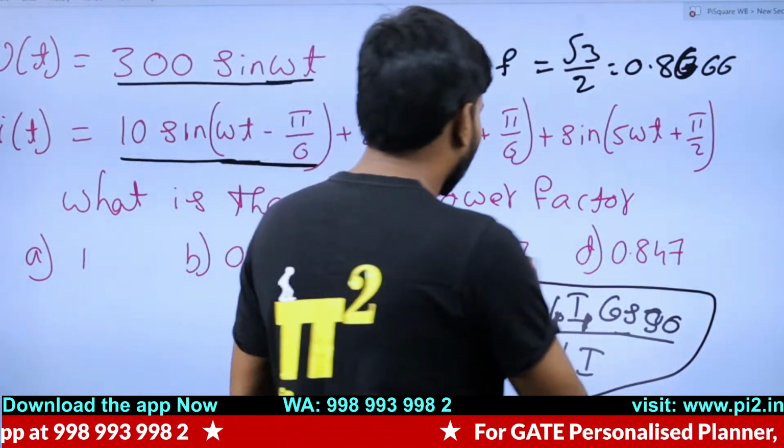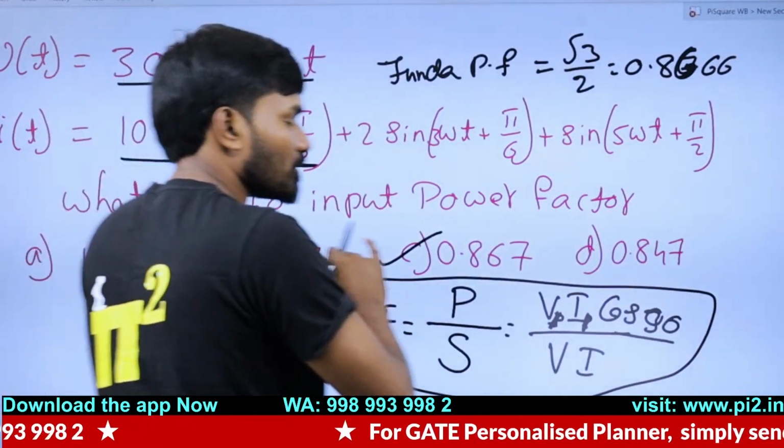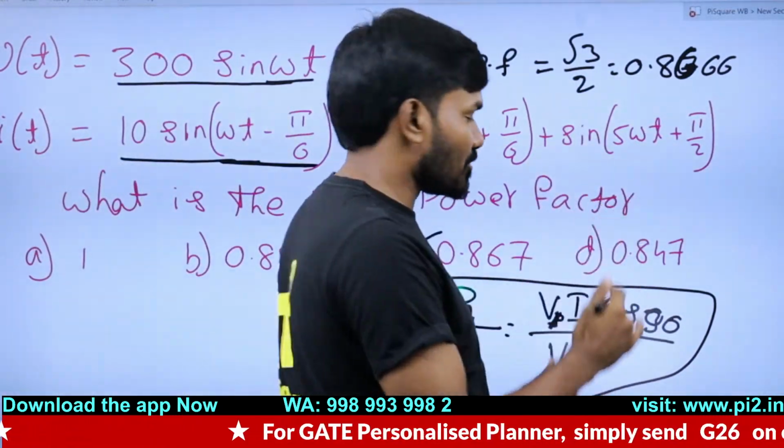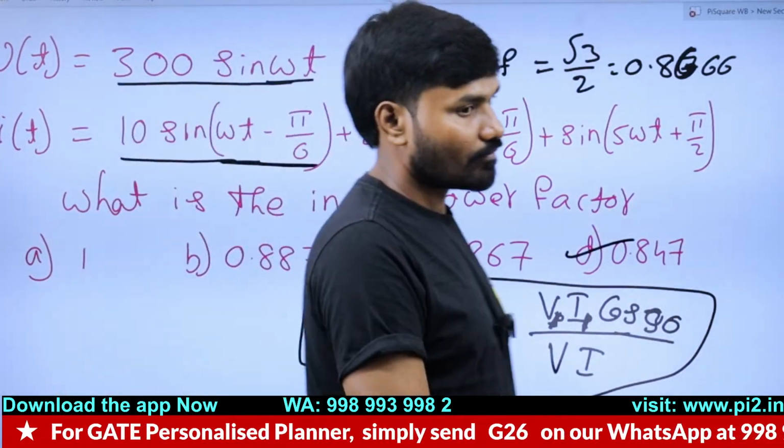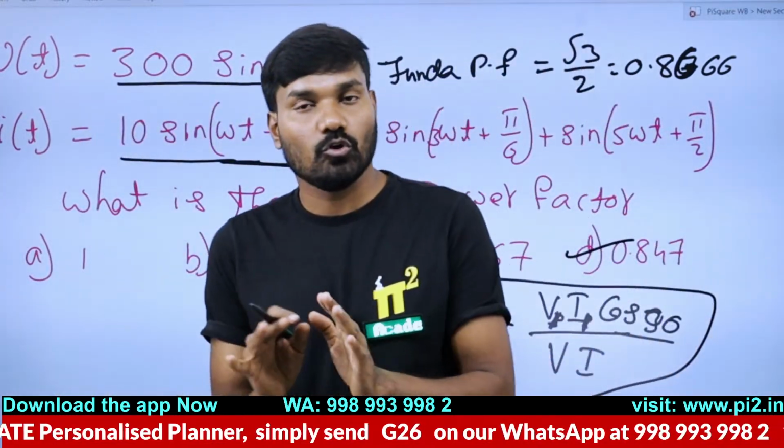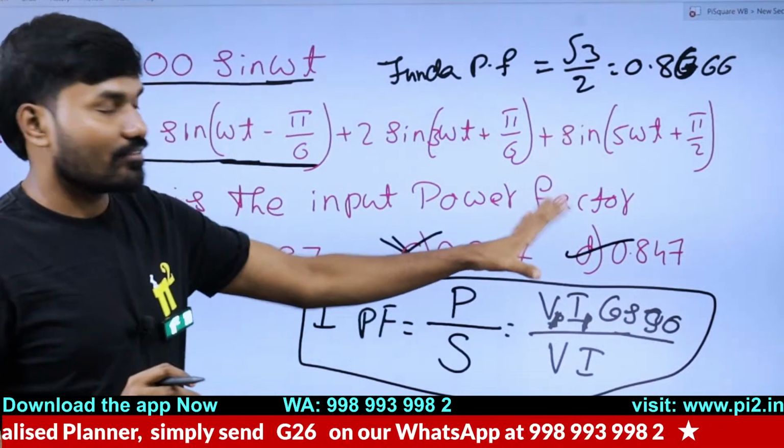So out of all the given options, the only option matching is option D. So option D is the right answer. You didn't do any math here. No maths done. Directly this.